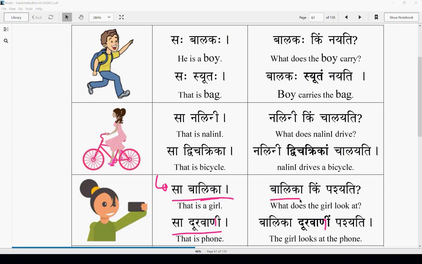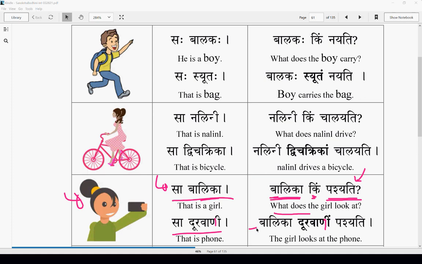Now, we have the basic sentence here, Balika Pashyati. Balika, what is she doing? Balika Kim Karoti? Answer is, Balika Pashyati. She is looking. Now, on that Pashyati, on this Kriyapadam, on that action, there is a question here. Balika Kim Pashyati? Kim means what, right? So we have the question, Balika Kim Pashyati? What does she look at? What is she looking at?